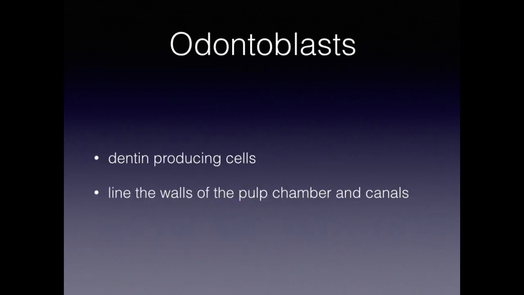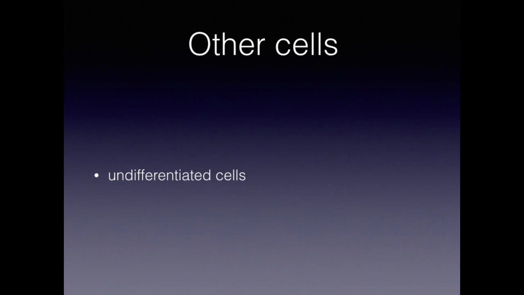The other cell that we see are the odontoblasts, and these are the dentin-producing cells. They completely line the walls of the pulp chamber and the canals. Other cells that are there are just undifferentiated cells that float and will differentiate when needed.